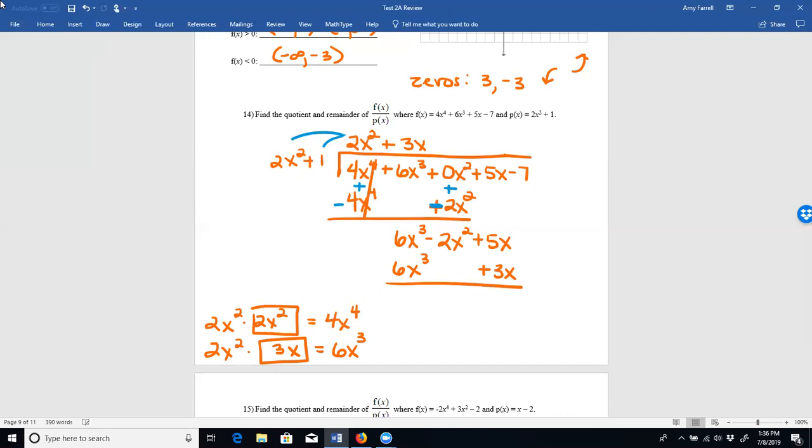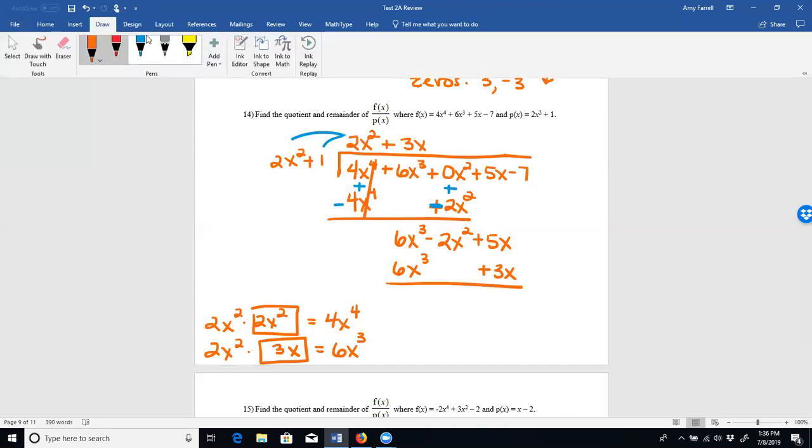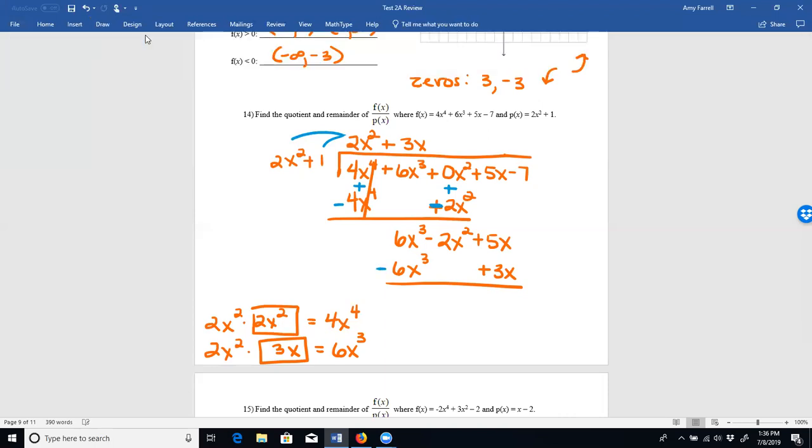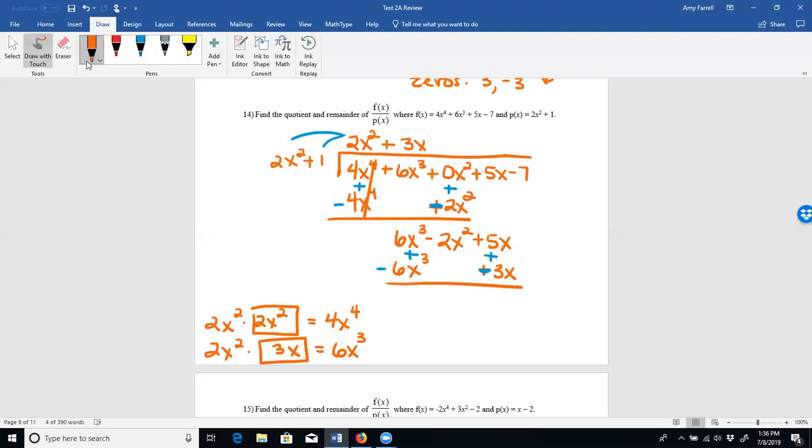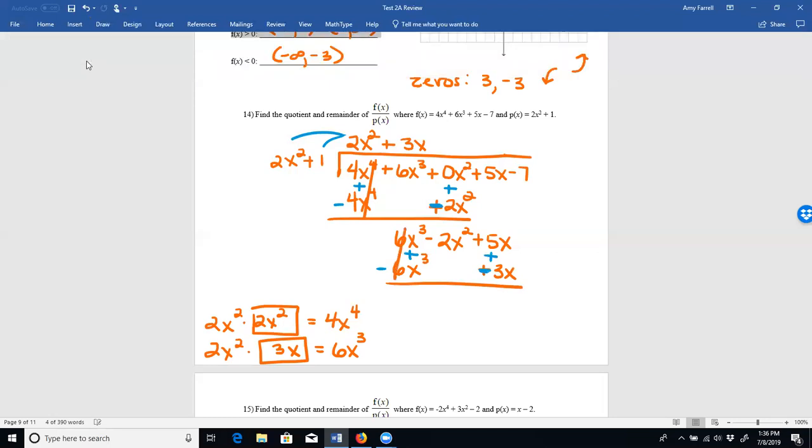At this step, I can either subtract down or I can change both signs and add down. So I'm going to change both signs, change this to a minus, and then I'm going to add down. 6x to the third plus a negative 6x to the third, done, gone. The negative 2x squared just gets dropped down. This becomes a 2x because it's a 5x plus a negative 3x. Drop down the negative 7.